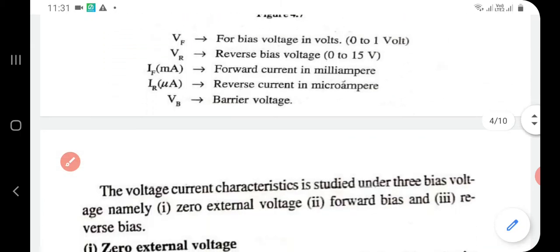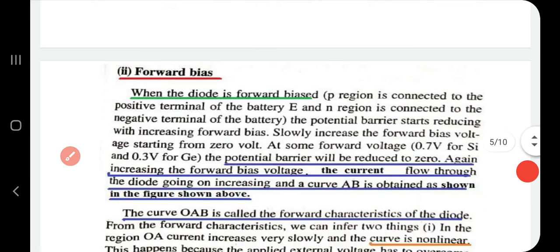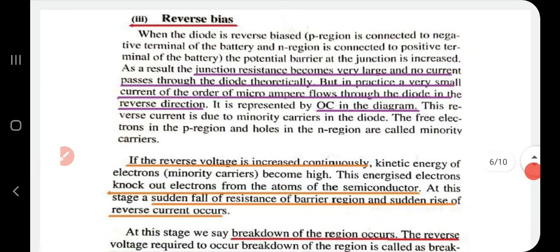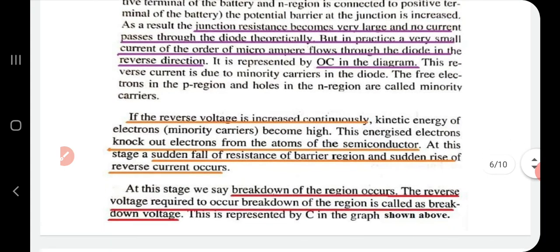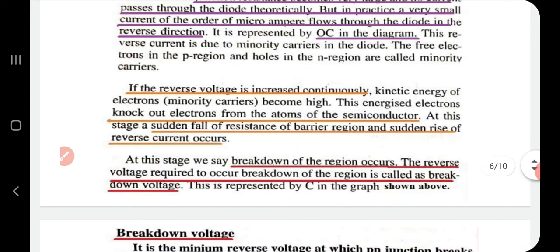So here we can say one or two points in reverse biasing. That region is represented by OC in the diagram. Just refer to the figure also. If reverse bias is increased continuously, what happens? Kinetic energy of electrons increases.